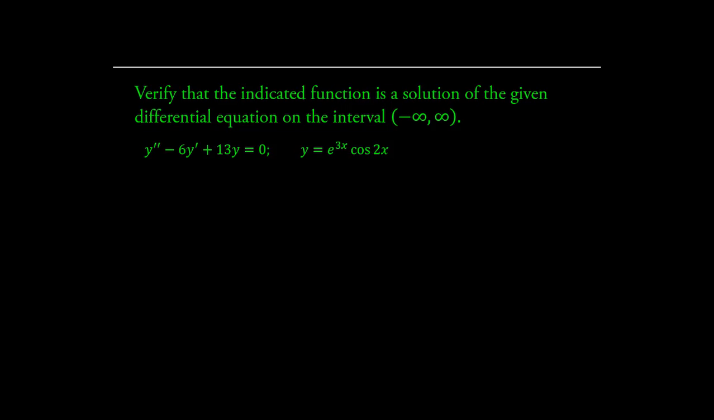Verify that the indicated function is a solution of the given differential equation on the interval negative infinity to positive infinity. The differential equation that we are investigating here is y double prime minus 6y prime plus 13y equals 0. And the function that we would like to prove is a solution for this given differential equation is y equals e to the 3x cosine 2x.